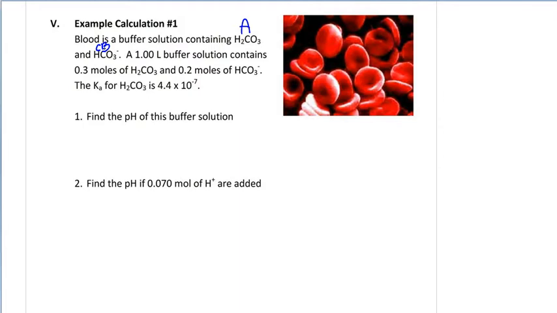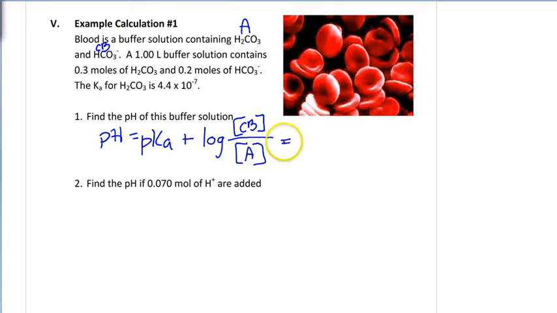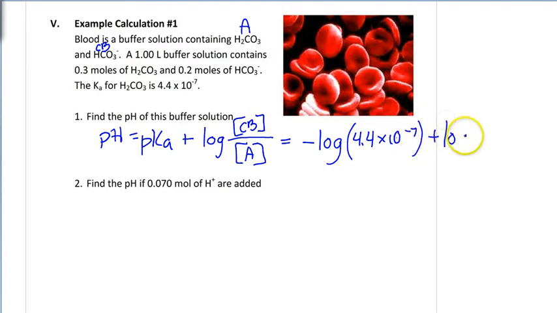So we're going to be using the Henderson-Hasselbalch equation. That's such a fun name to say. So the equation for that is that pH is the pKa plus the log of the conjugate base's concentration over the acid's concentration. So what we'll do is just plug in the numbers that we know. So the pKa is the negative log of the Ka, which is 4.4 times 10 to the negative 7. Then we'll add that to the log of the conjugate base concentration.